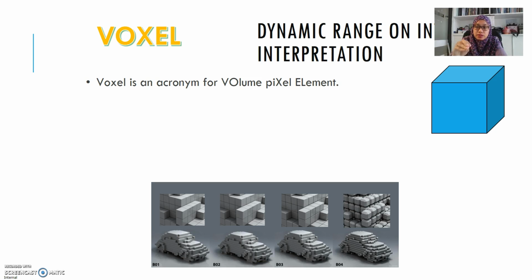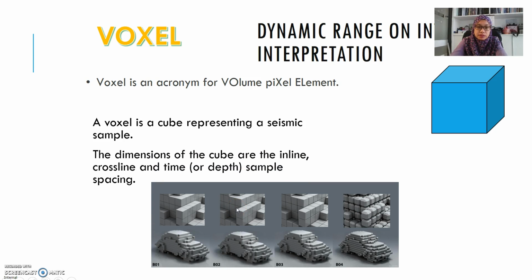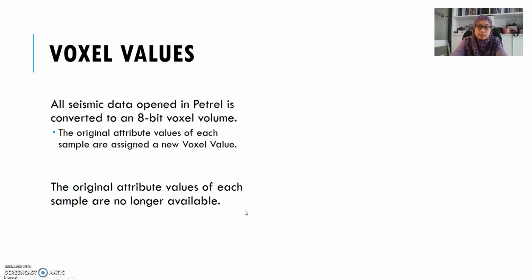Each seismic data set is stored in voxels, known as volume pixel elements. A voxel is just like a cube representing a seismic sample. If you can imagine this cube as one data set, its dimensions are represented by the inline, cross-line, and the time or depth sample spacing.